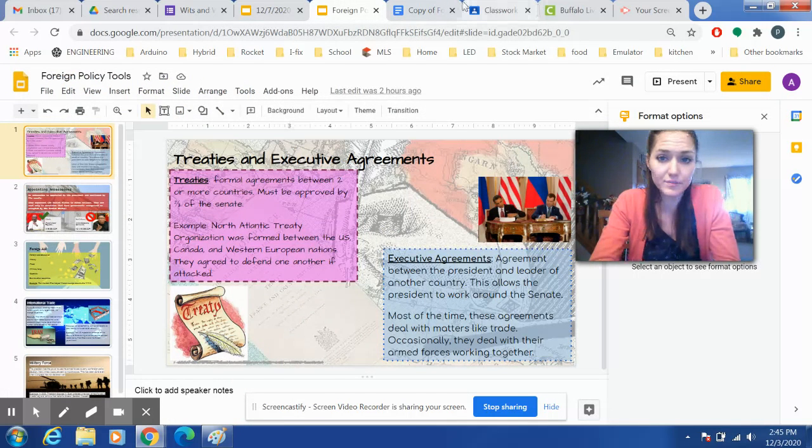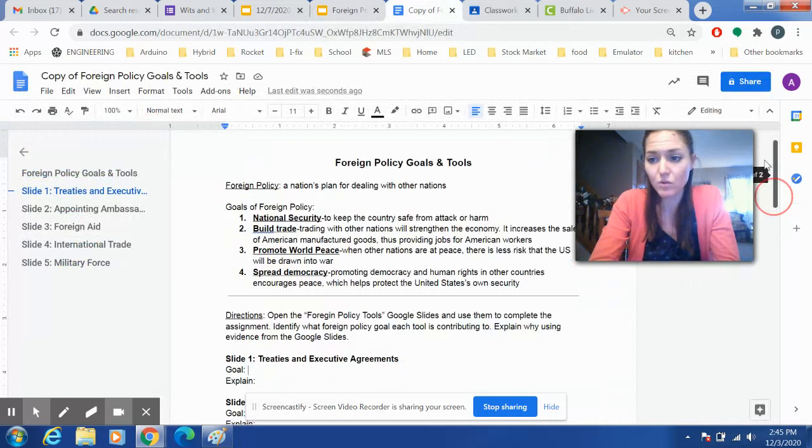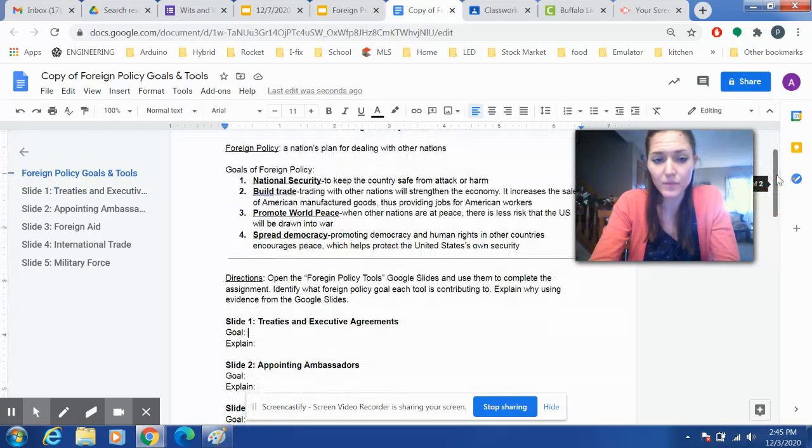All right. So at the top of your Google Doc, I have those 4 goals of foreign policy listed at the top with a little description. Let's go through those super quick. National security, keeping the country safe. Build trade, trading with other nations to strengthen the U.S. economy. Promote world peace, making sure other nations are at peace so it's less risky for the U.S. Spread democracy, promote democracy and human rights in other countries.